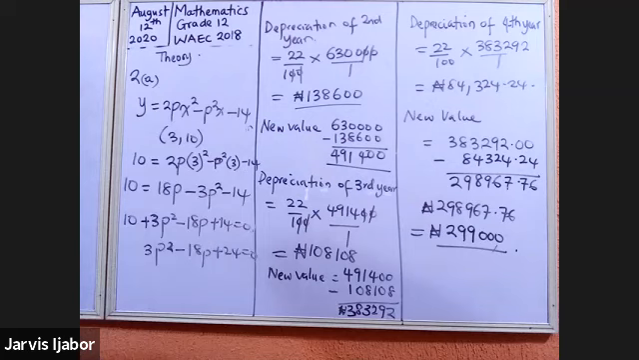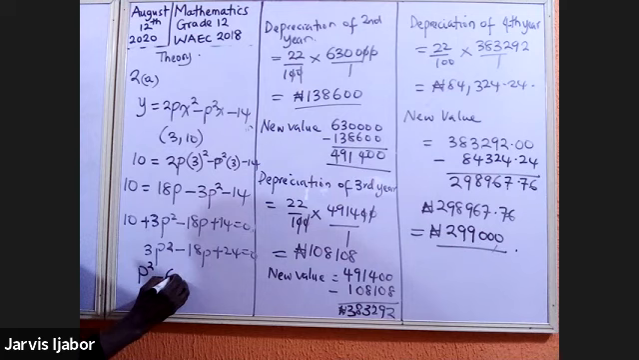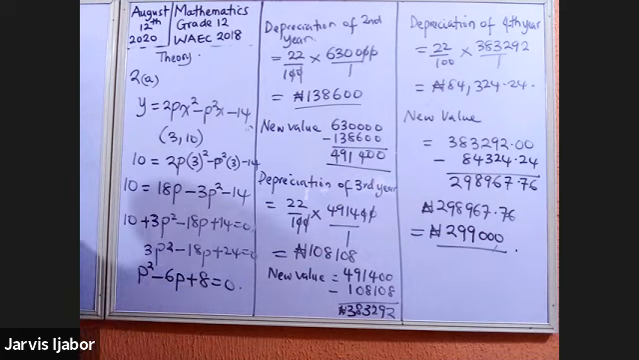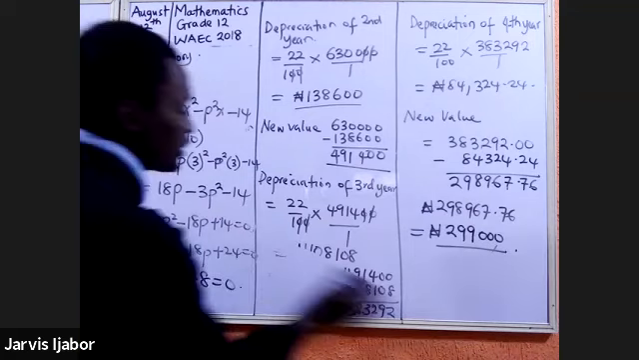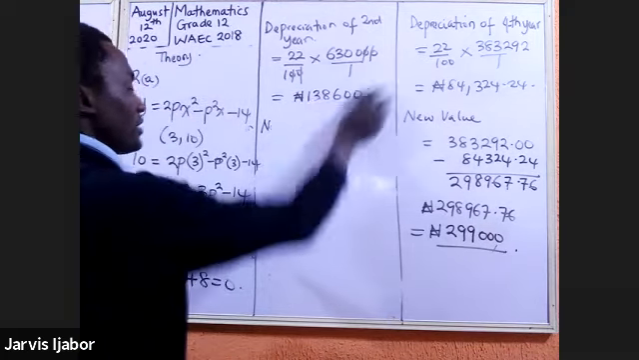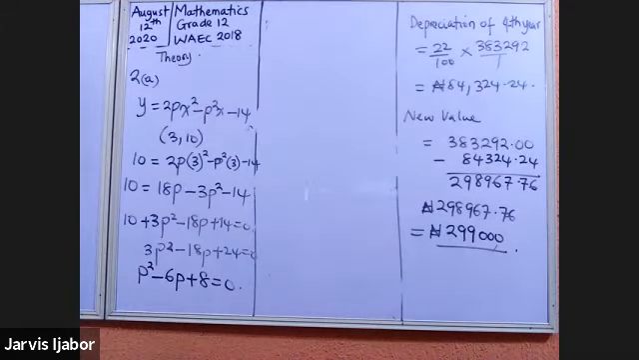Something can divide through. What can divide? 3 can divide through. So you have p squared minus 6p plus 8 is equal to 0. Right, so that takes care of that. But that's not the end, because we are told to find the values of p. So you discover that you are now to deal with a quadratic equation.